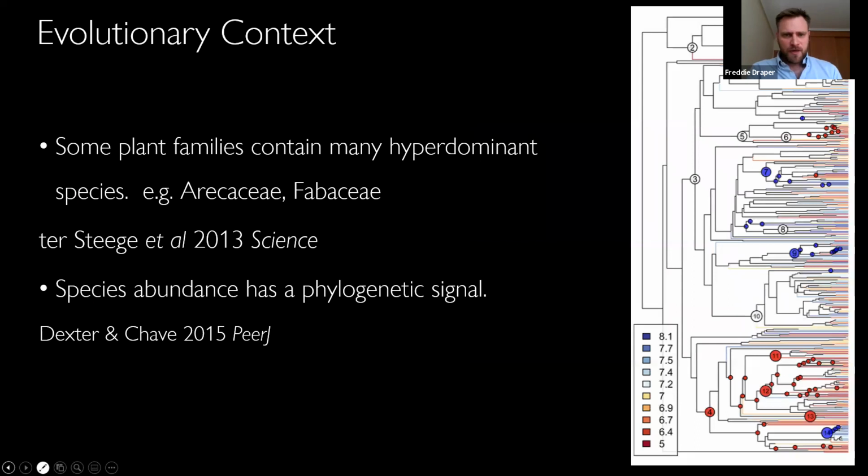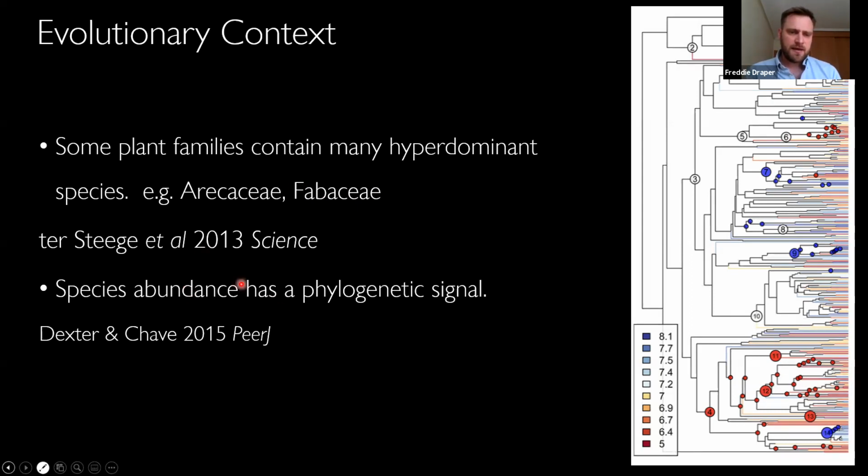And the next point that we wanted to include is this kind of evolutionary context. So we know that some plant families contain lots of common species, and some plant families contain several hyperdominant species. So in Amazonia, in the Western Amazon particularly, there's lots of palm species. This was in the original hyperdominance paper led by Hans in 2013. Another example would be legumes, Fabaceae, a really abundant family, but with lots of dominant species. So it seemed then that these hyperdominants might be clustered in specific lineages.